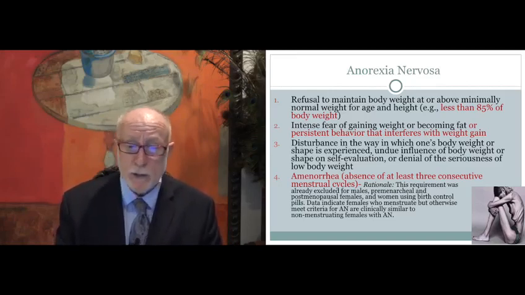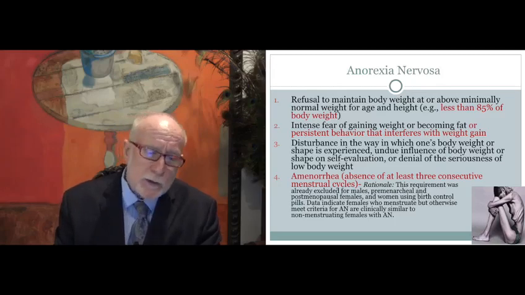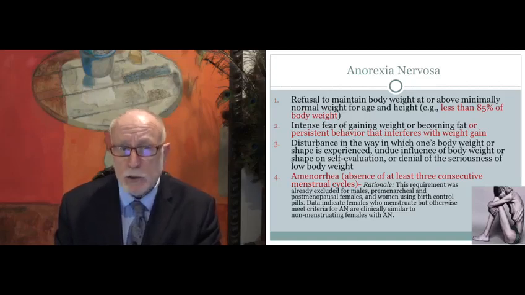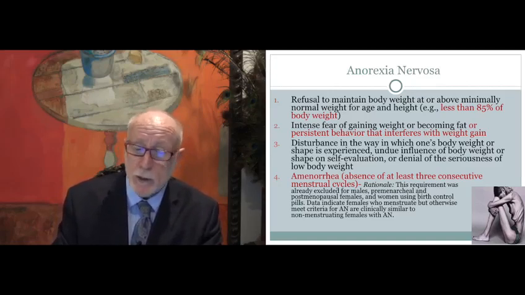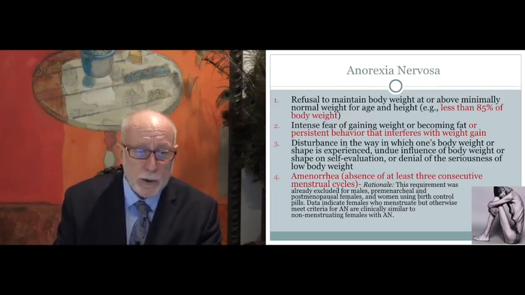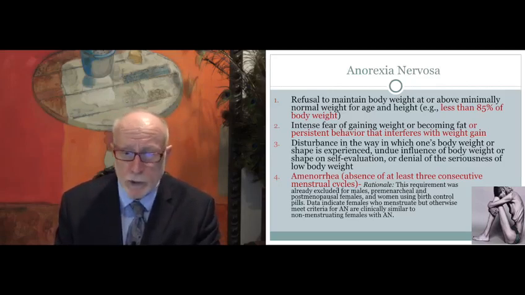What's in red here, that is the less than 85% of body weight, has now been removed. The second criteria is the person has an intense fear of gaining weight or becoming fat, and this is an addition in the DSM-5, or persistent behavior that simply interferes with weight gain. This change in the DSM-5 was made, the addition of this persistent behavior that interferes with weight gain, that was included because the first part of that criteria, intense fear of gaining weight or becoming fat, seemed to be more peculiarly North American, and particularly in the United States.